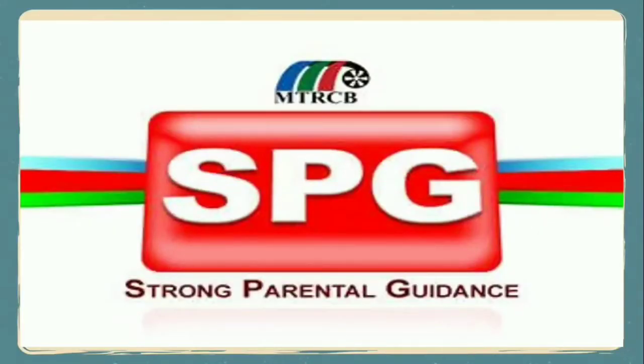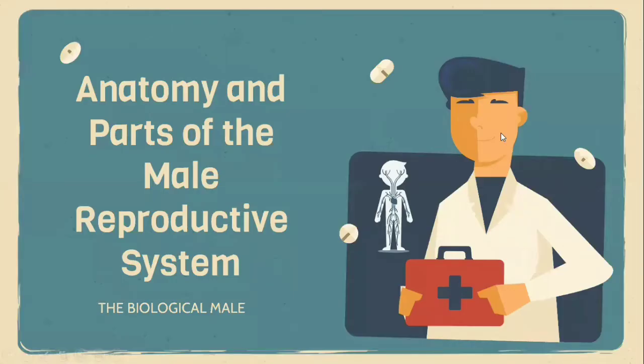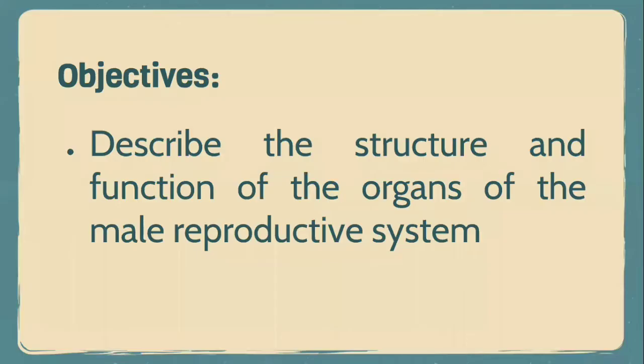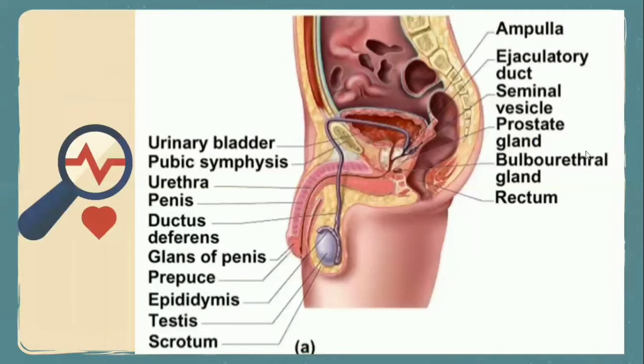The discussion is rated as PG. It contains information with the themes language, sex, and anatomy parts of the male reproductive system, which describe the structure and function of the organs of the male reproductive system, which may not be suitable for children, so strong parental guidance is advised. And this is all the part of the male reproductive system.